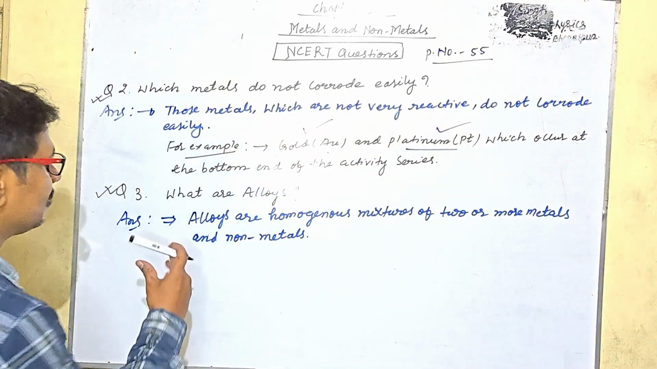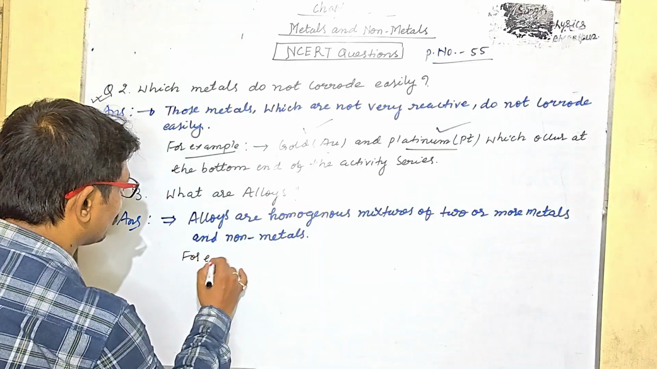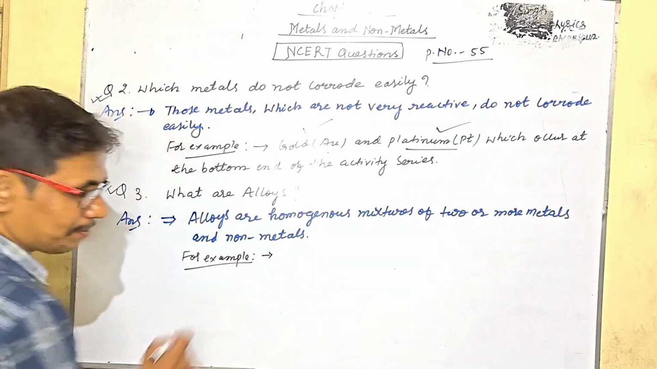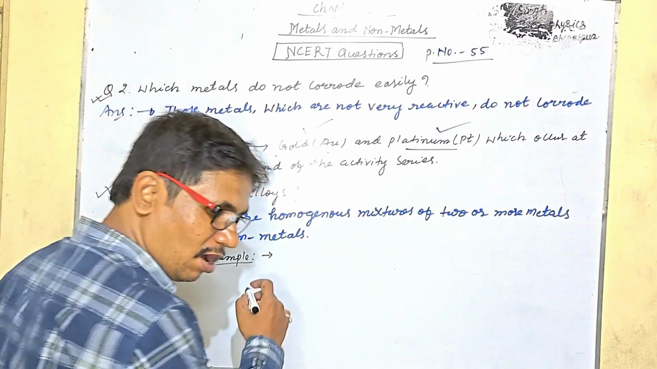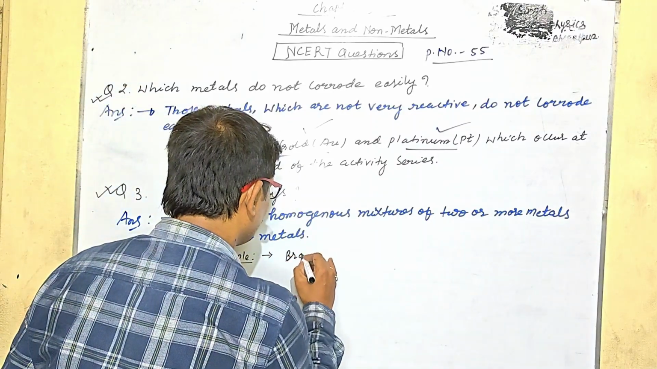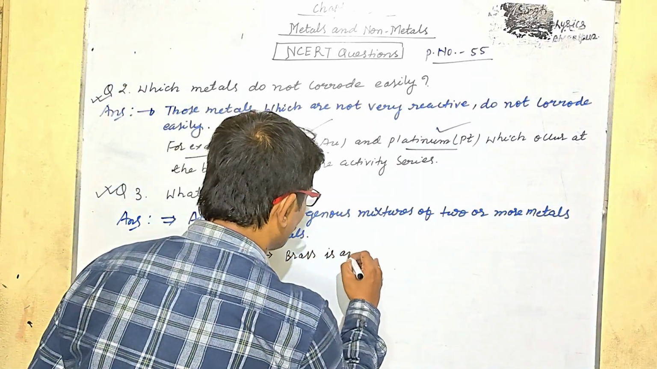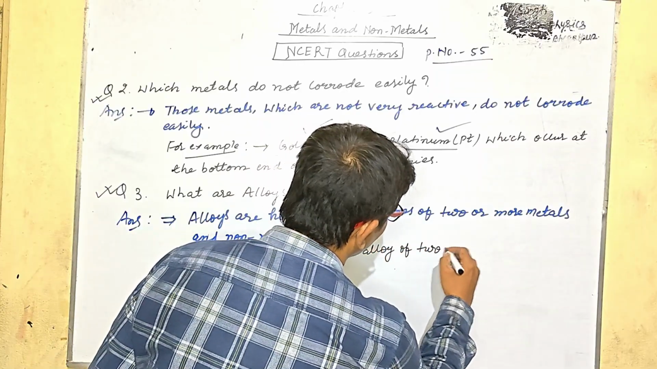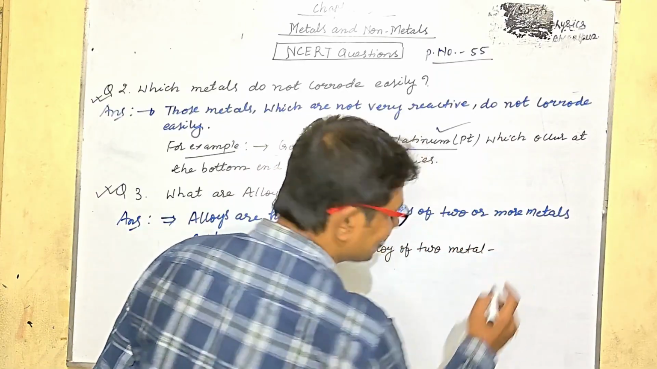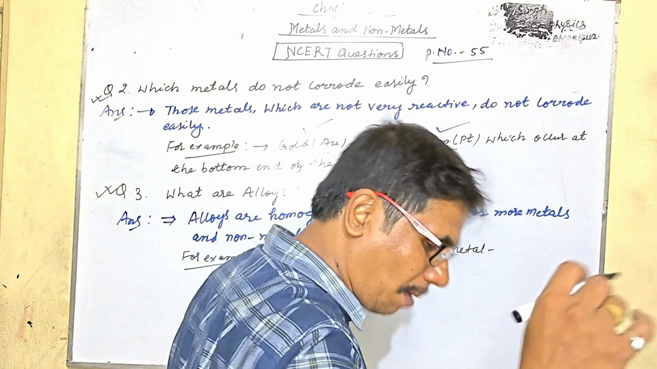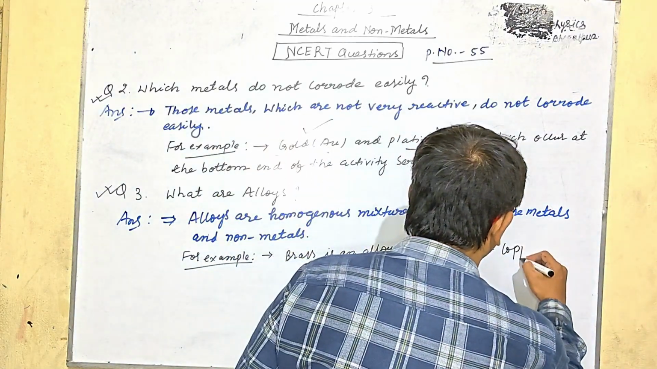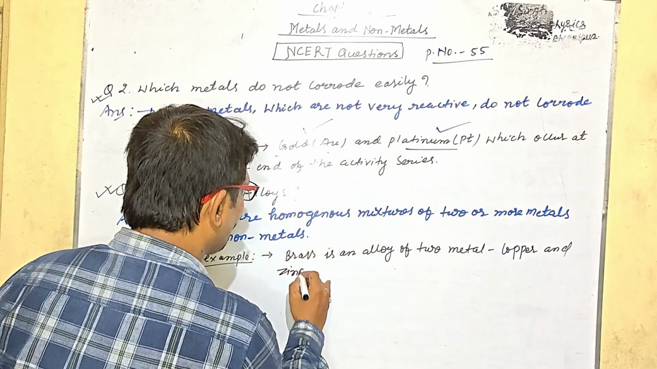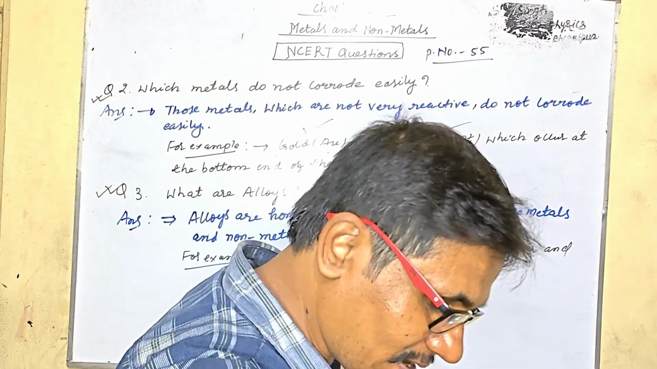For example, take the examples of alloys. Brass is an alloy of two metals, that is copper and zinc.